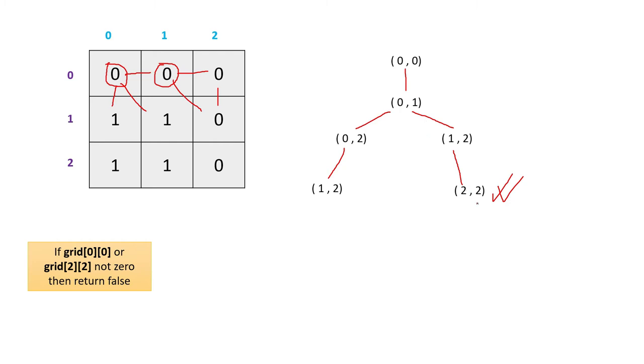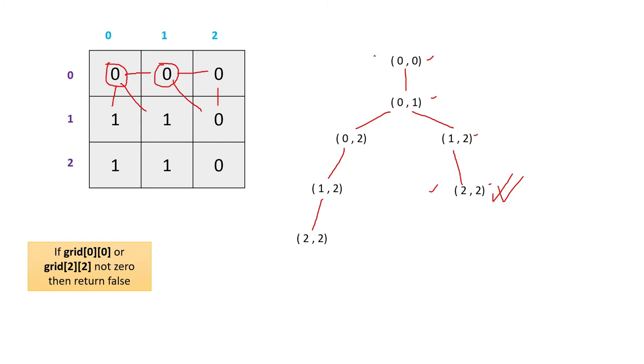And to reach 2, 2, how many cells did we cross? 1, 2, 3, and 4. So 4 will be our answer. If we complete this whole structure, then from 1, 2 we can go to 2, 2. But before that only we are getting 2, 2. So we will stop here.